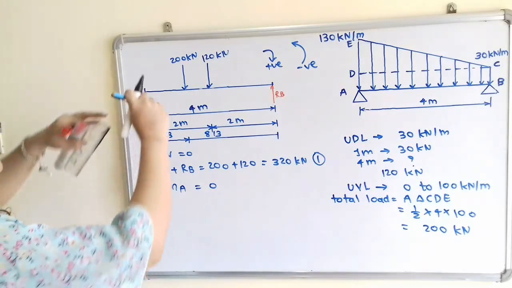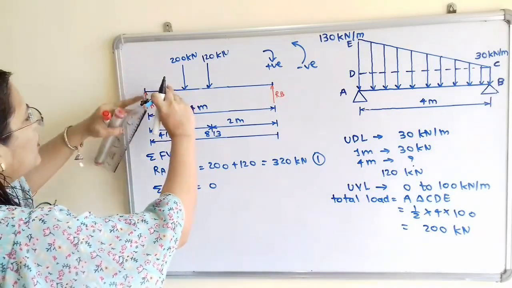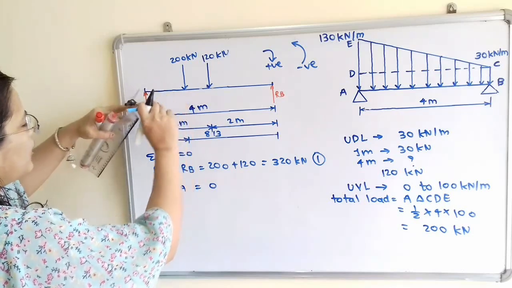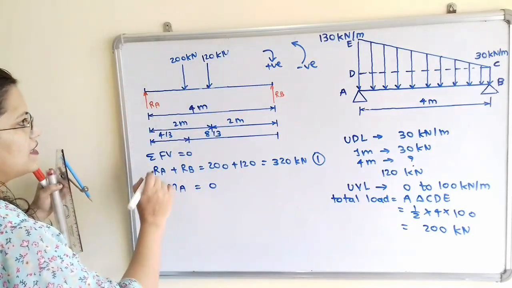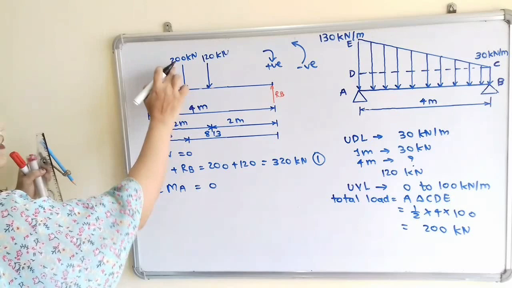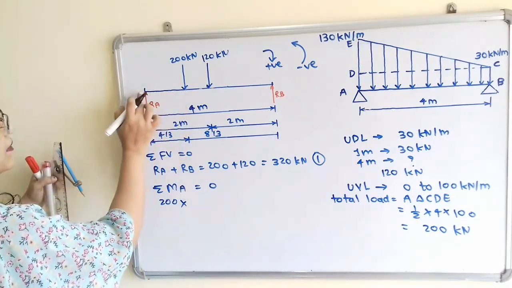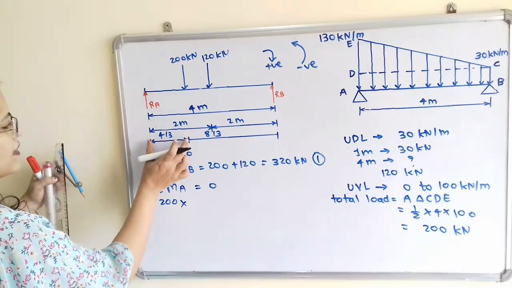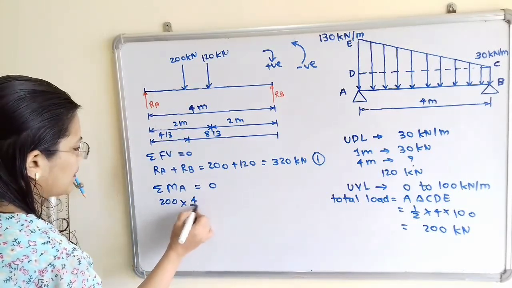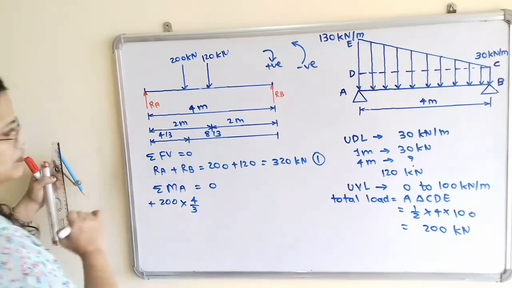Now if I move the compass in the direction of the 200 kilonewton force about point A, then it is in clockwise direction. So how to write the moment? That is 200 multiplied by the distance between A and this 200, and this distance is equal to 4 by 3, and it has a positive sign.